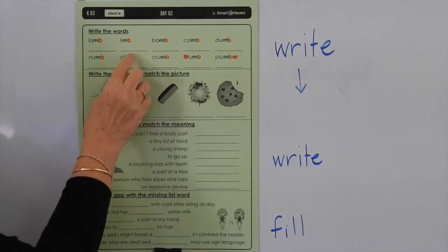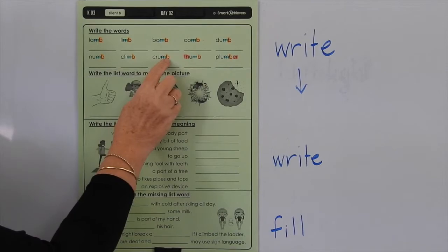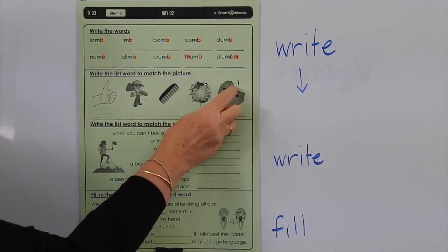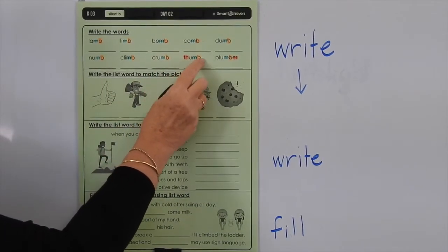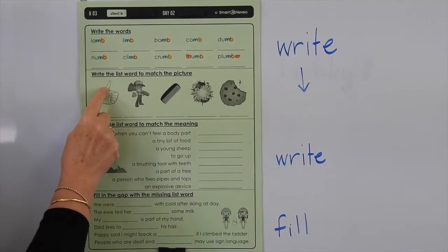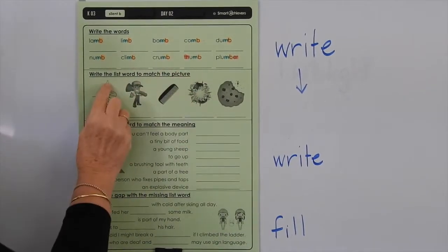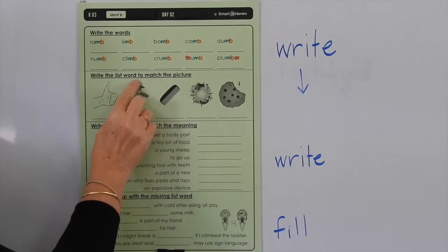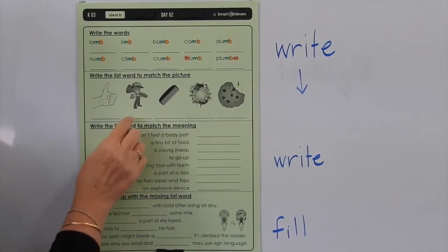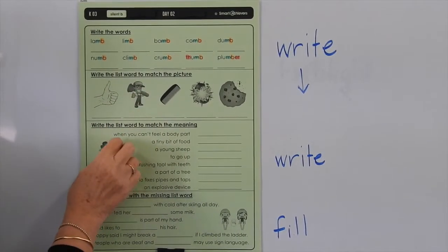Climb is when you go up high. You move up to a higher level. Crumb is a piece of biscuit or bread that's left behind, that's broken off. A thumb is this one here. It's that digit on your hand that makes grasping things easier. And a plumber is someone who fixes anything to do with water or gas in your home, your pipes or your toilets or showers or anything like that.